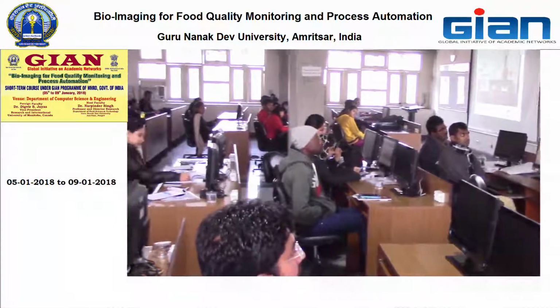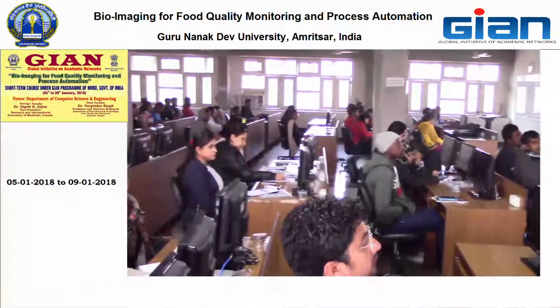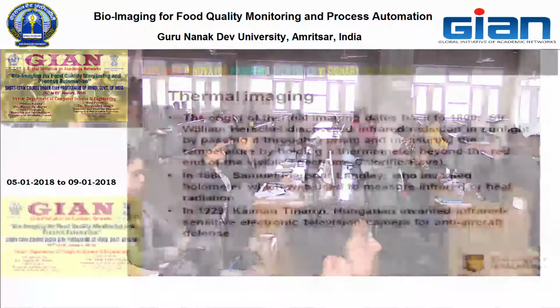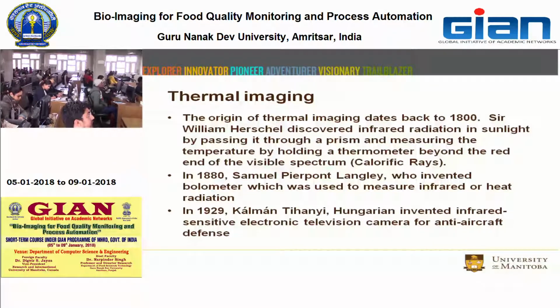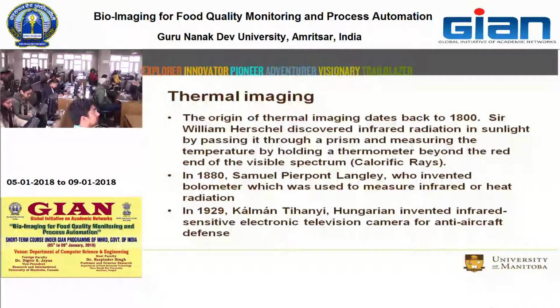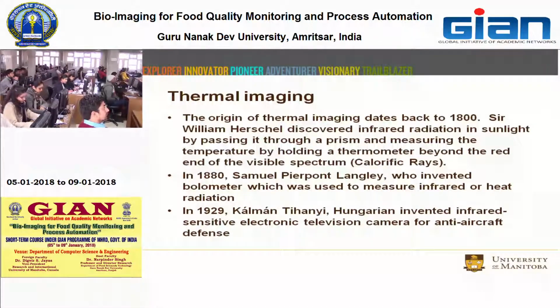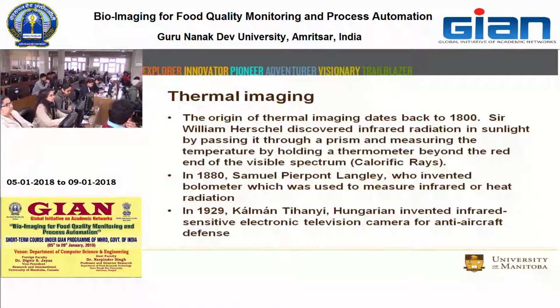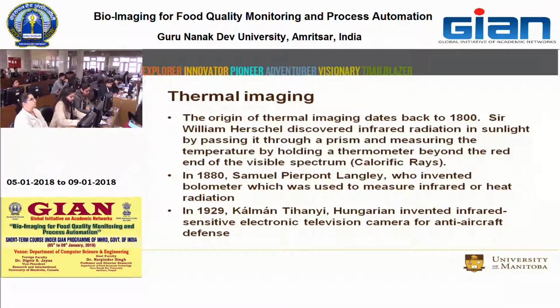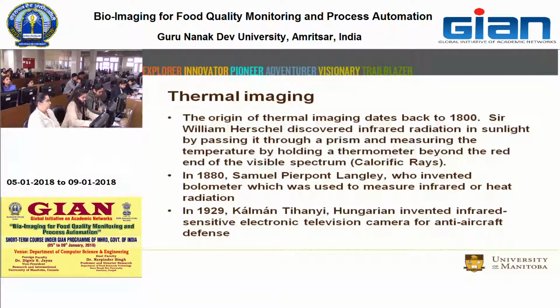Okay. So the origin of the thermal imaging dates back to 1800. This is when William Herschel was working on looking at the sunlight, or looking at the sun rays, and he was using the prism to basically look at those 7 colors you see in the rainbow.